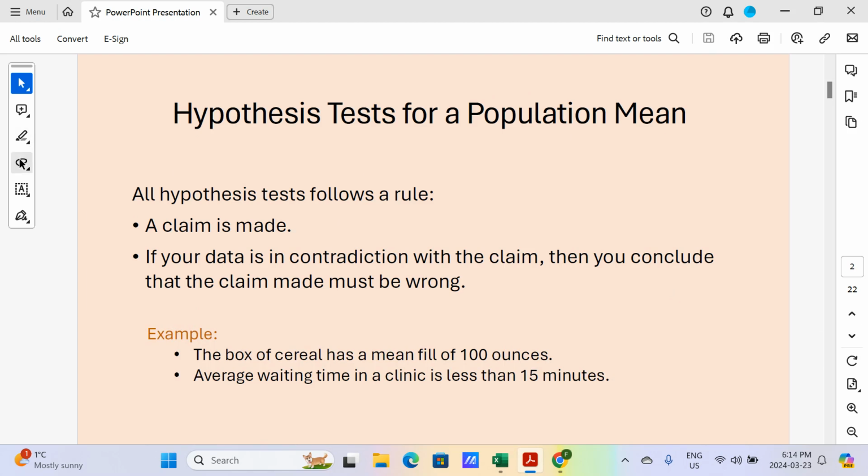So for example, look at here, there are examples of some claim or assumption. A manager can claim that the box of cereal has a mean fill of 100 ounces. A quality control department can make this claim, okay? Or another claim or assumption: average waiting time in a clinic is less than 15 minutes. We can check if it's correct or not by hypothesis test, okay?